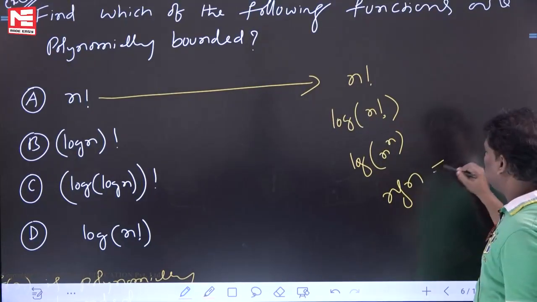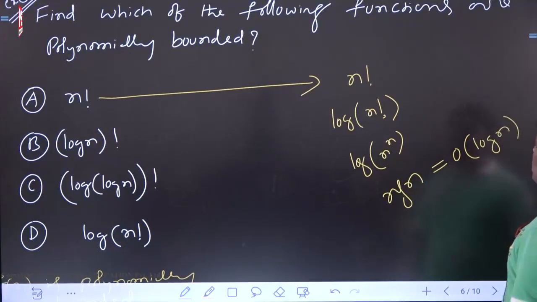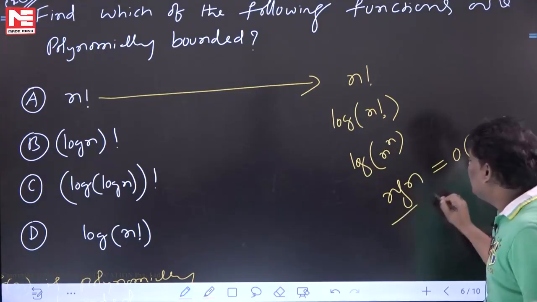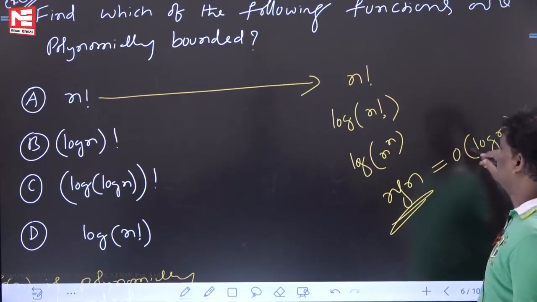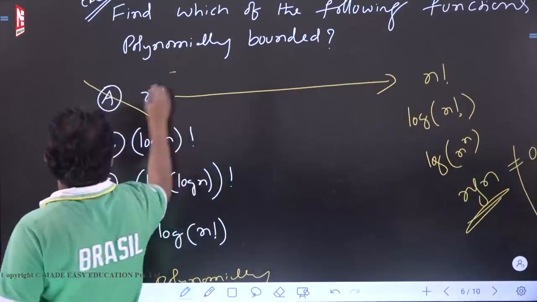Please give the answer to me. N log n is big O of log n. Is it right or wrong? Wrong, because it is n log n, it is not only log n. Because of that reason, this is not polynomially bounded.